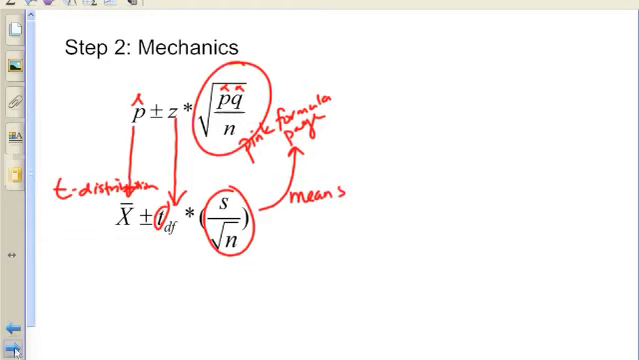Some of you might have noticed that I put this interesting little thing right here that says DF. DF stands for degrees of freedom.